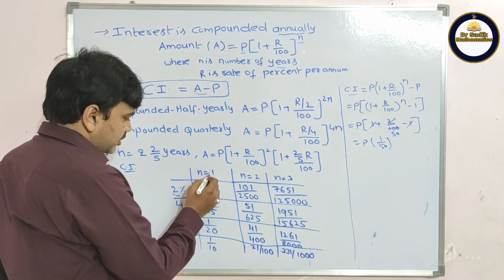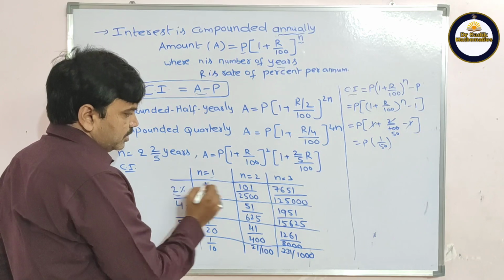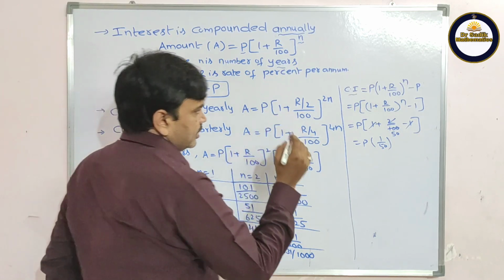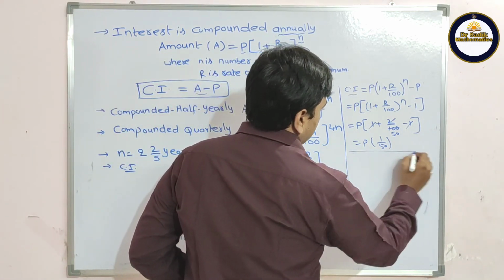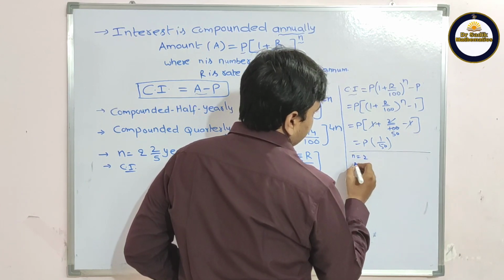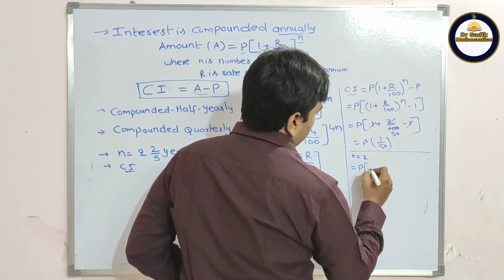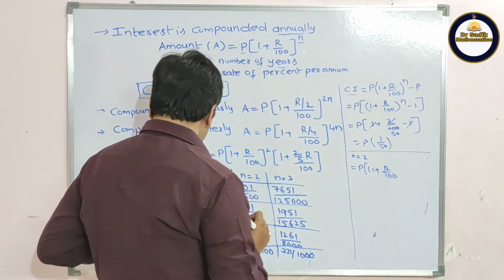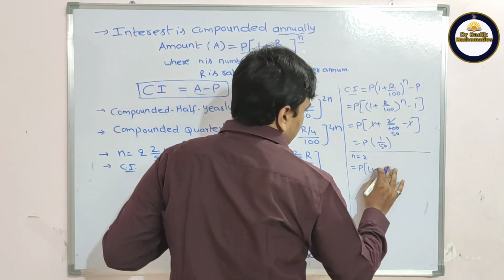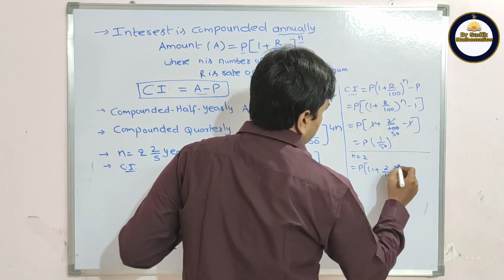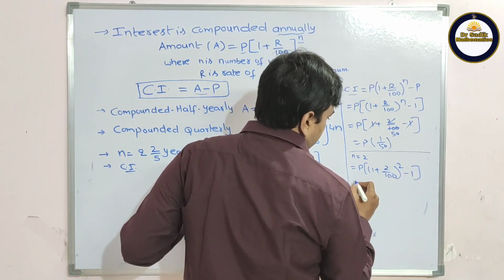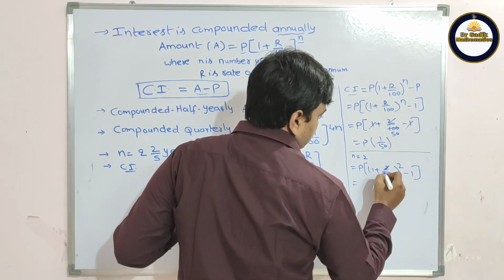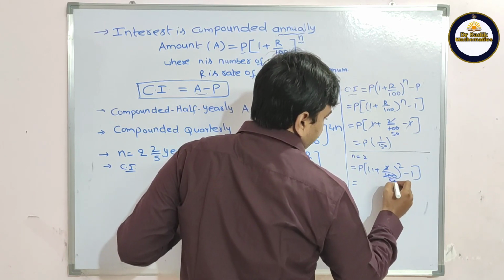So for n is equal to 1, 2% is 1 by 50, friends. Now for n is equal to 2: P into (1 plus R by 100) whole square minus 1. What is the rate of interest, friends? 2. So 2 by 100.